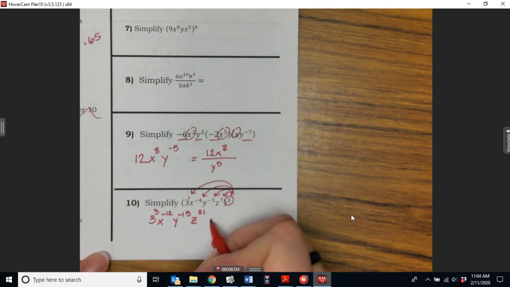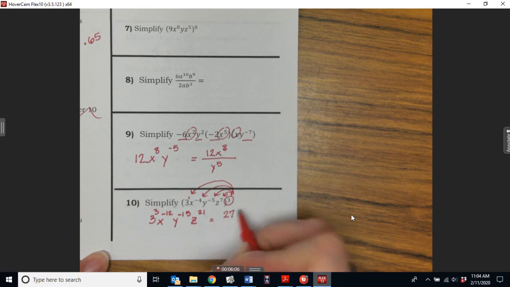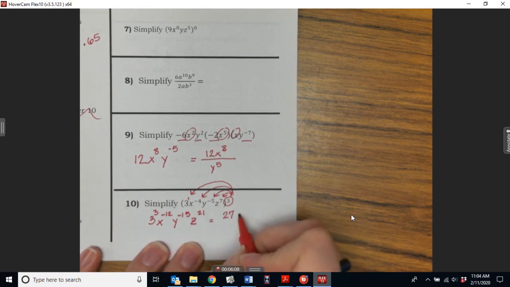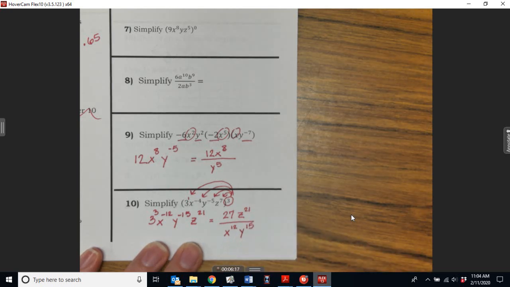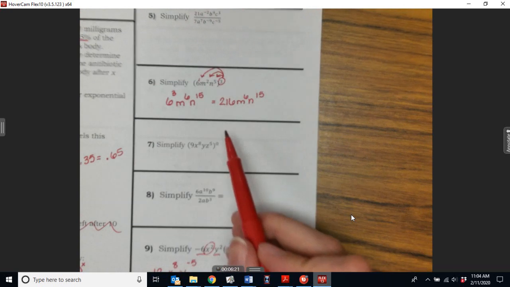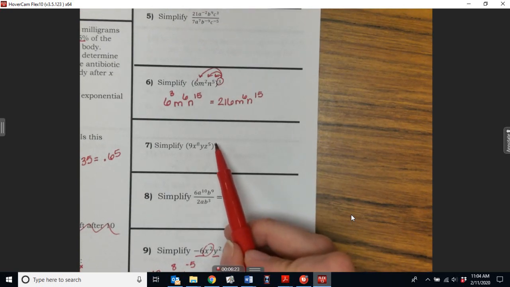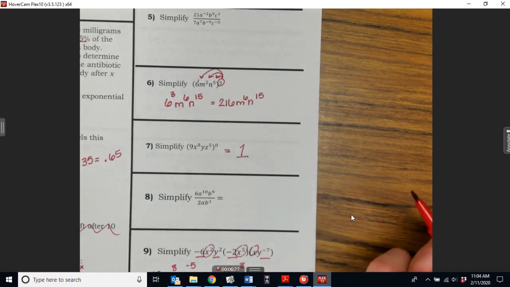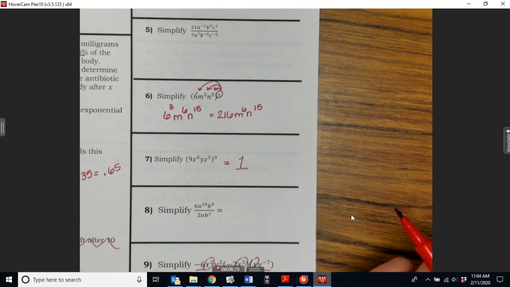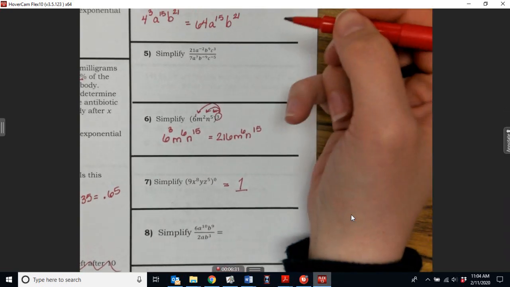So this becomes 27, and the only other positive thing is the z to the 21. And on the bottom, I have my x to the 12th and y to the 15th. All right, number 7 is raised to the 0 power, which you need to remember that anything raised to the 0 power is 1. Right, and then I have 2 left.